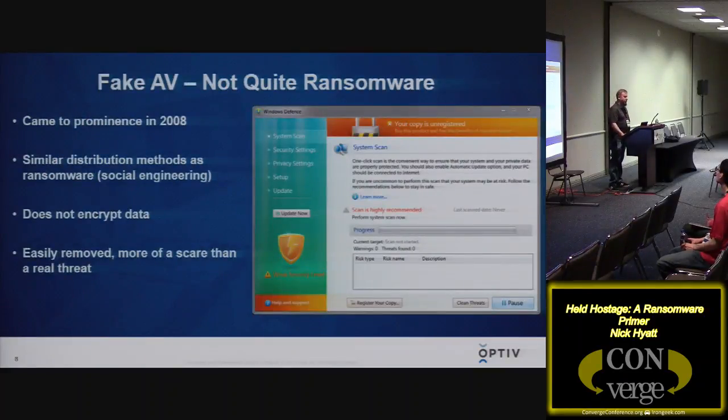And around 2008 we get into what we call fake AV, which is not quite ransomware. It uses the same distribution methods in terms of social engineering, pandering to people's fear that they have something on their systems. It did not encrypt data, but what it did was really scare people into paying for it. So you would see one of these where it would find that you had 30,000 infected files on your system, and then it would ask you for just a measly $29.95, and we'll take care of all of that. When actually what it did was detect stuff like text files and call those infections. So it's really working off of fear, uncertainty, and doubt, or FUD, as we like to call it.